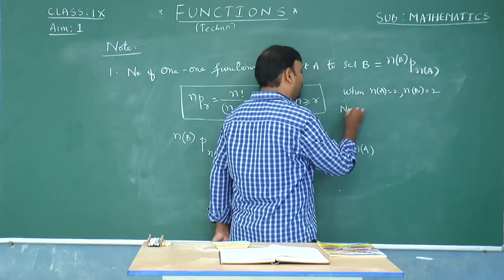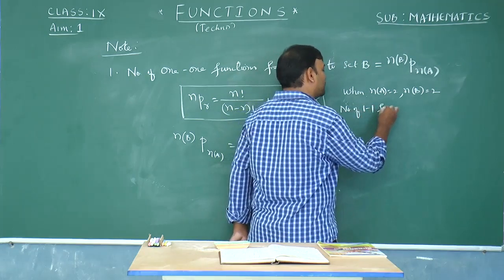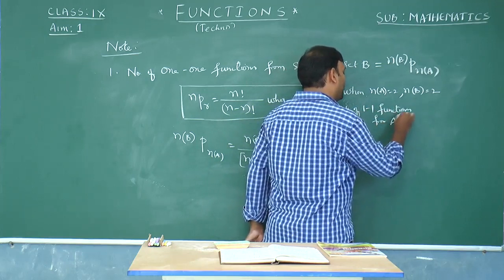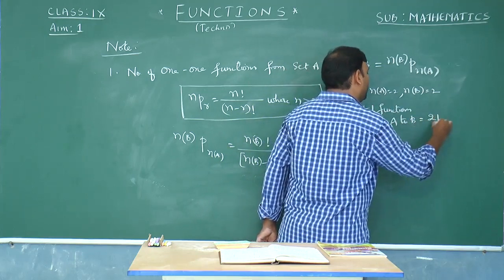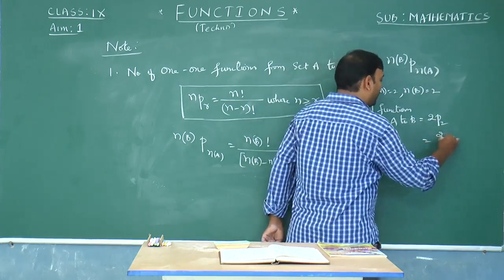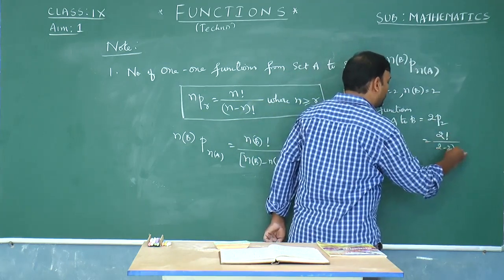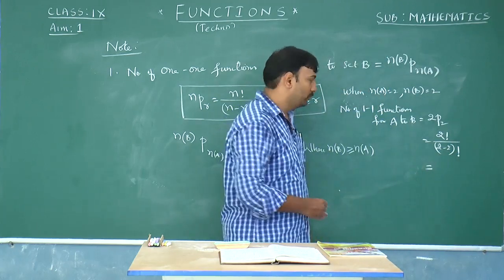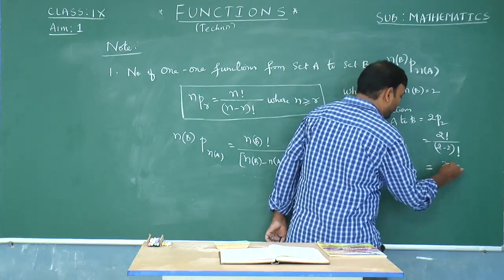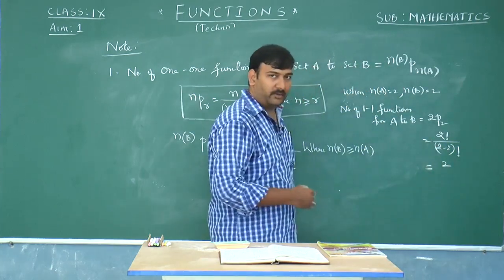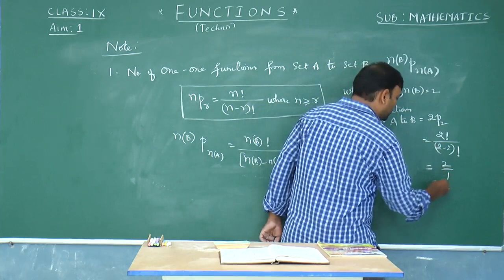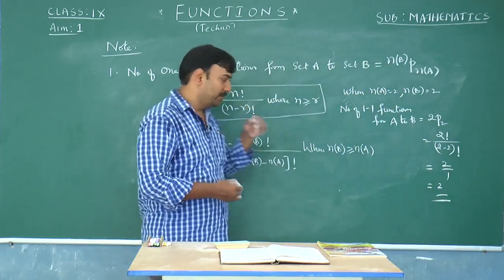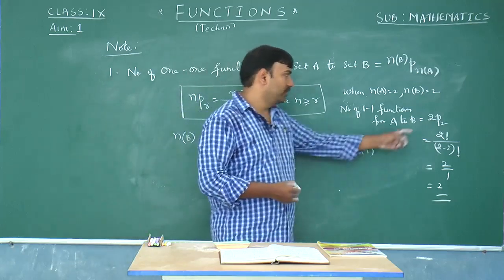So the number of one-to-one functions from A to B is 2P2. 2P2 is nothing but 2 factorial by (2 minus 2) factorial. 2 factorial means the product of all natural numbers up to 2, that is 1 into 2, which gives you 2 here. 2 minus 2 is 0, and 0 factorial is going to be 1. So 2 by 1 is going to be 2. So the number of one-to-one functions from set A to set B in the previous example was 2, which you have got by using the formula.